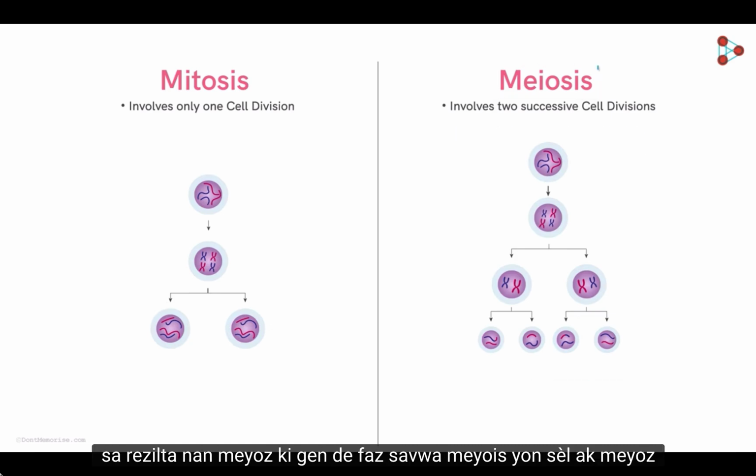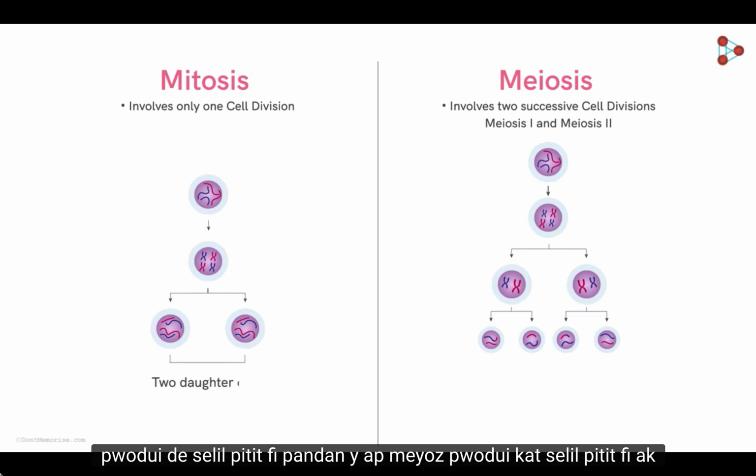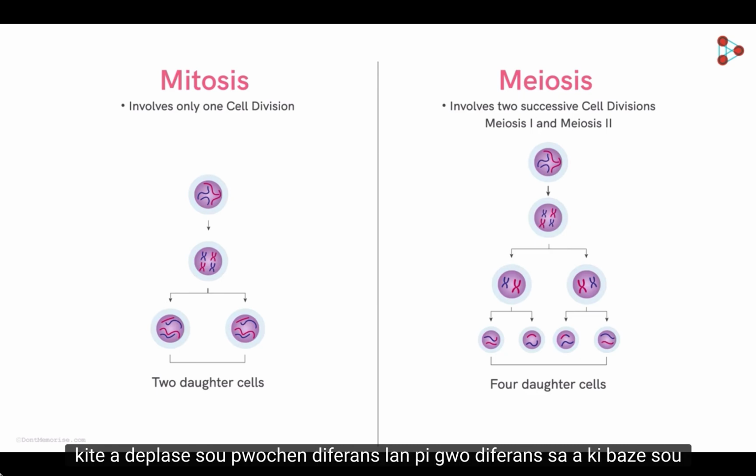And this results in meiosis having two phases, namely meiosis 1 and meiosis 2. Can you note down the second difference in the list? Correct. Mitosis produces 2 daughter cells, while meiosis produces 4 daughter cells. And is there something remarkable that we haven't discussed yet? That's right. Now let's move on to the next major difference.